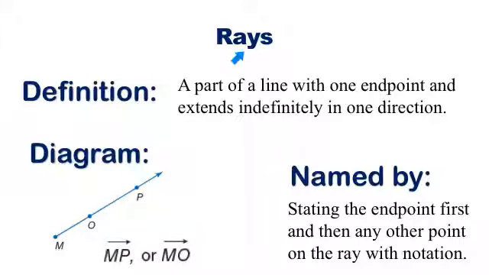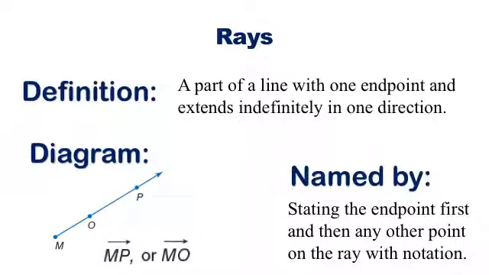And rays are very similar to lines and line segments, but obviously are a little bit different. So what is a ray? A ray is a part of a line with exactly one endpoint, and it extends indefinitely in one direction.